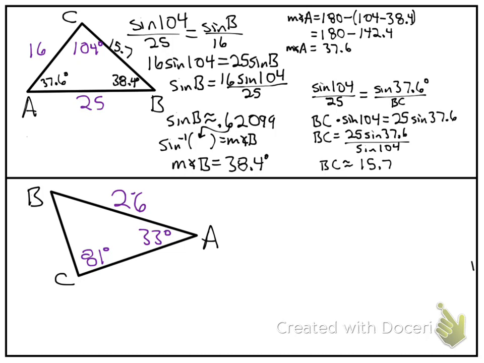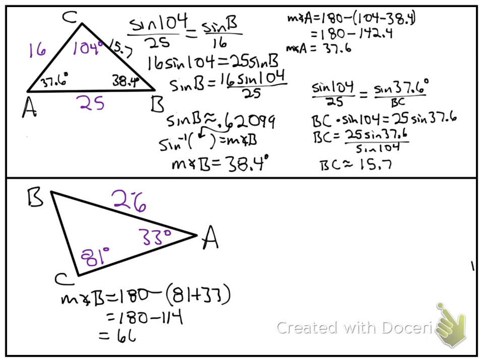Now the next one, we know two of the angles, and this one's going to be a little bit easier. First off, I can find the measure of angle B as 180 minus 81 plus 33. So I add 81 and 33 together, and I get 114, and I'm going to subtract that from 180. And we get 66. So 66 goes here.